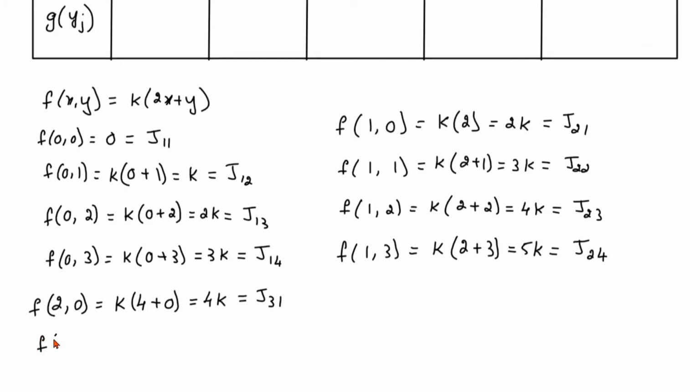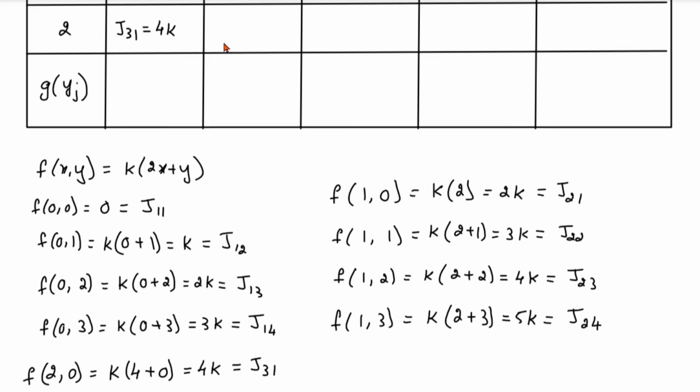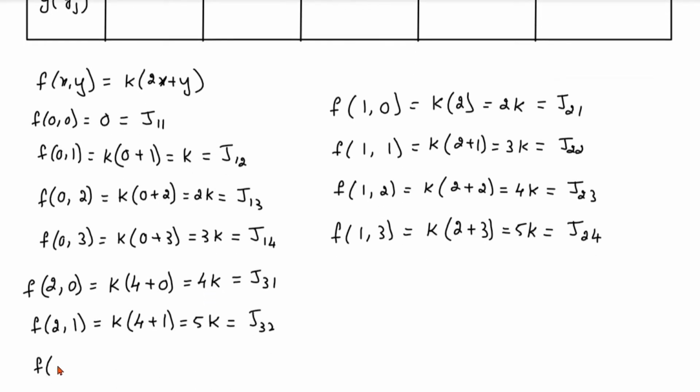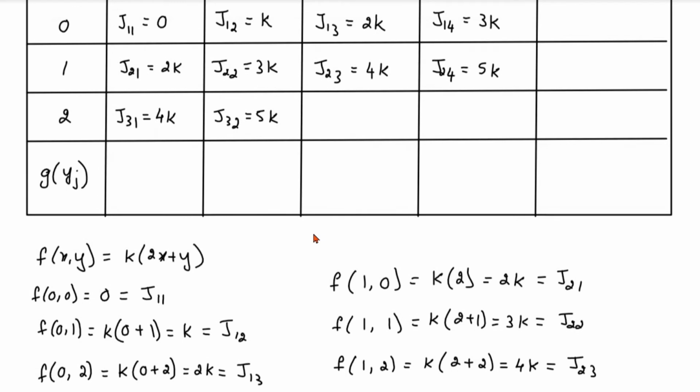It is F of 2 comma 1. Its value will be equal to K times (4 plus 1), which is nothing but 5 times K, which is J32. So J32 is 5 times K. Next, F of 2 comma 2, its value will be K times (4 plus 2), which will be 6 times K. This is J33. The J33 value is 6 times K.